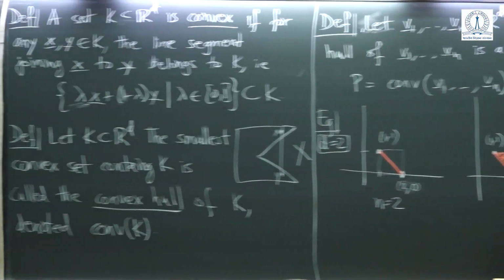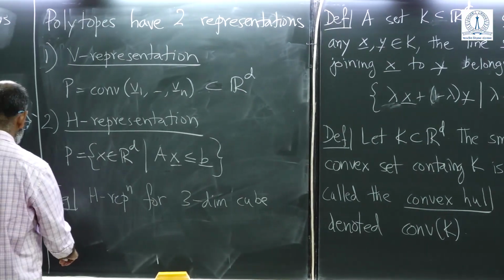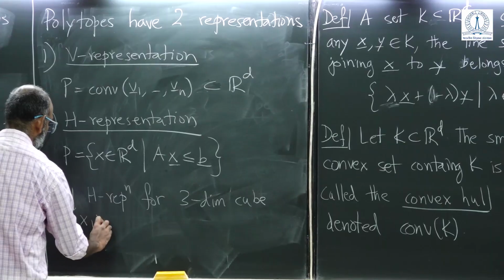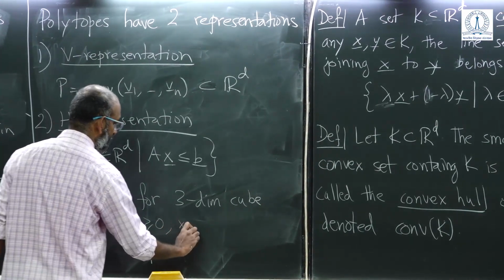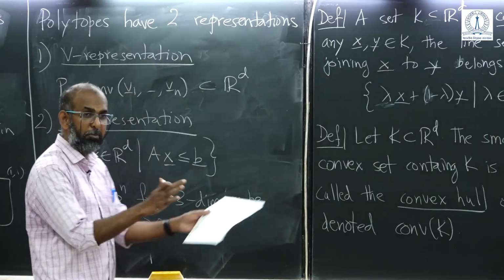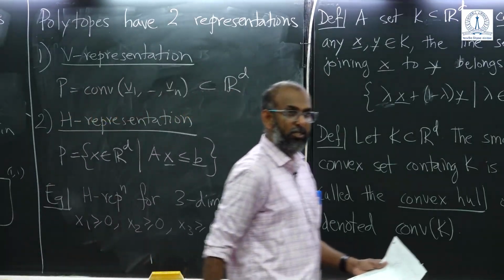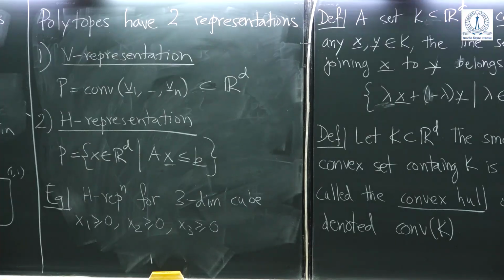So I have x1 greater than or equal to 0, x2 greater than or equal to 0, x3 greater than or equal to 0. So that will place it in the first orthant, right? In the thing that's coming out of the board. What else?